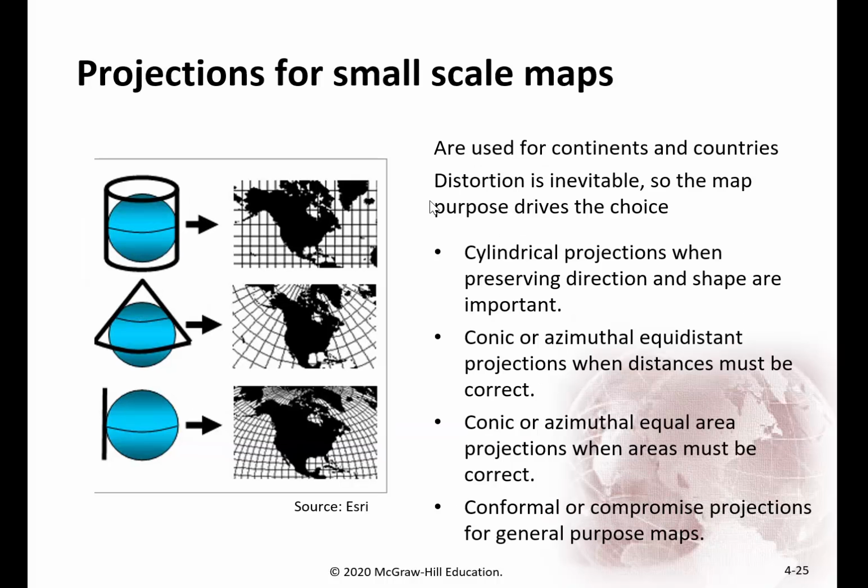So as I mentioned, distortion is inevitable, so the map purpose more or less determines the map projection that you are going to choose. Again, I invite you to go ahead and pause this, take a closer look, and look into the book. Right now we are around page 116. Read up on the unique differences between these different types of projections. Let's take a look at an example of this.